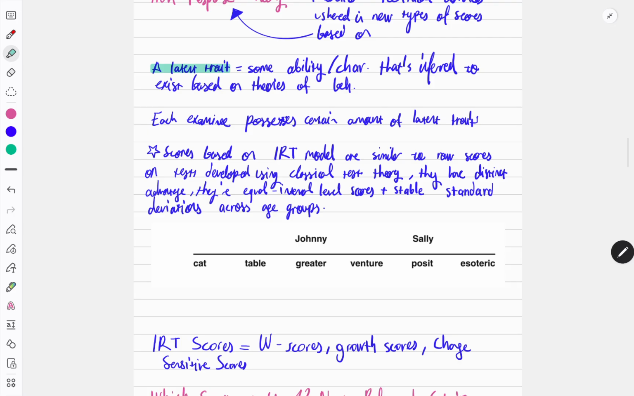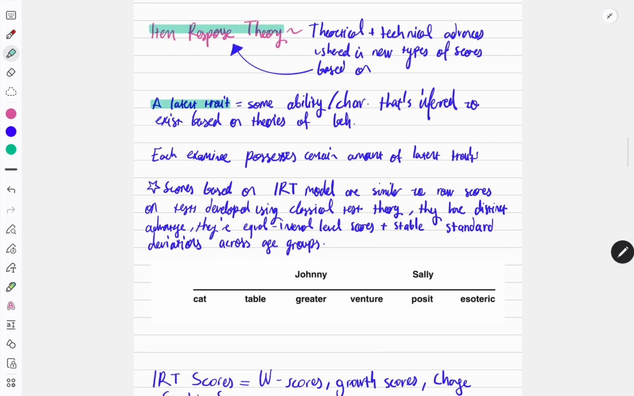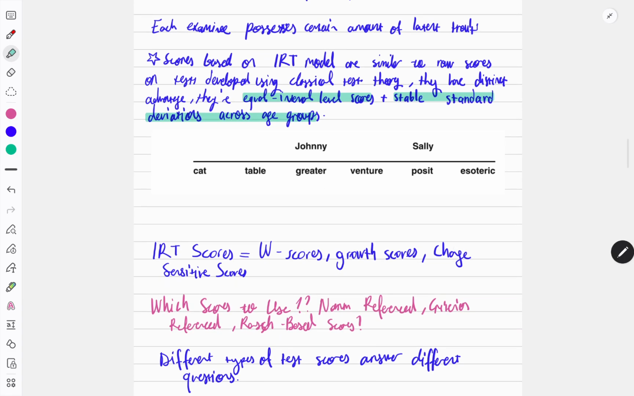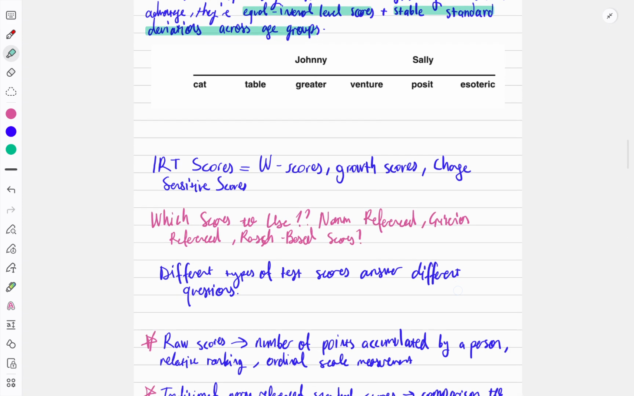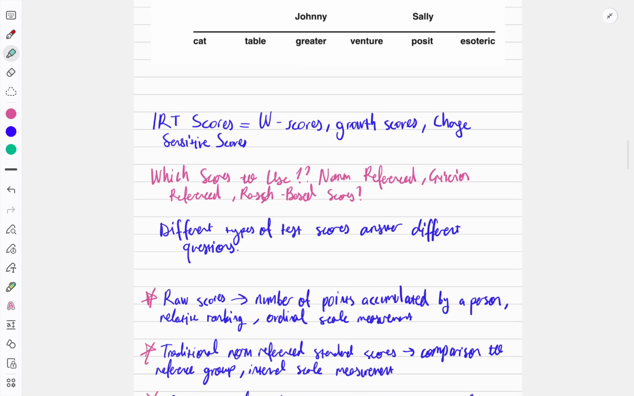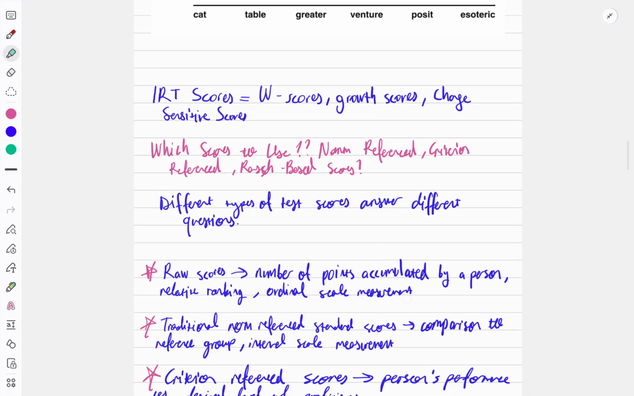So scores based on an IRT model are similar to raw scores on tests developed using classical test theory, but they have a distinct advantage. They are equal interval level scores, and they have a stable standard deviation across age groups. IRT scores can be called W scores, growth scores, or change sensitive scores. It doesn't really matter, these parts.